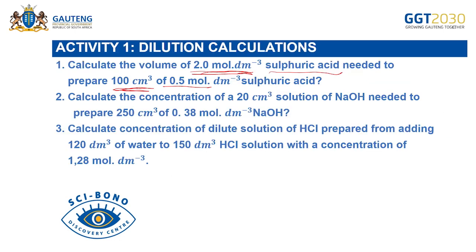Number 2. Calculate the concentration of a 20 cubic centimeters solution of sodium hydroxide needed to prepare 250 cubic centimeters of 0.38 mole per cubic decimeter sodium hydroxide. Now we are looking for the concentration. Is it the concentration of concentrated sodium hydroxide or of dilute sodium hydroxide? It should be the initial concentration, which is the concentration of concentrated sodium hydroxide.